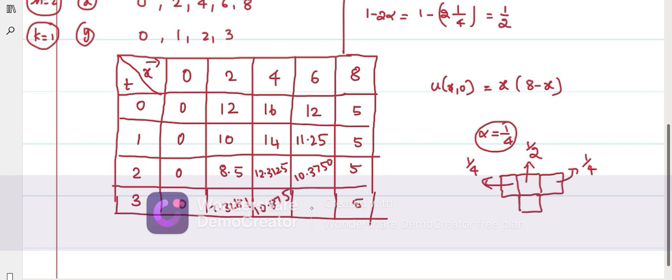To find this value, 1 by 4 into 12.3125, that is divided by 4, plus 10.3750 divided by 2, plus 5 by 4, which is 9.5156. That's it.